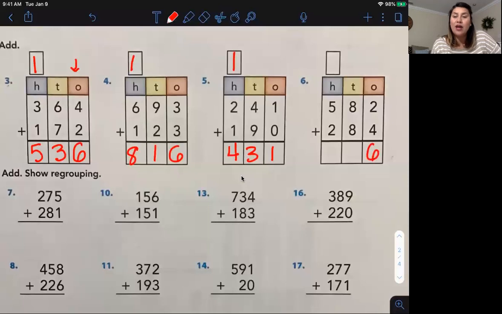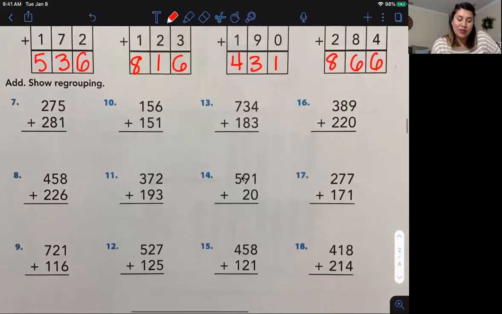Oh, here's a double. 8 plus 8 is 16. Uh-oh. There's a problem. 16 is too big to be in that room. Let's take out 10 tens and send it over. We're going to take that 100 out and send it to the hundreds room, as we know that 10 tens equals 100. Now, 5 plus 2 plus 1, 6, 7, 8. 866. All right, that was really good practice.